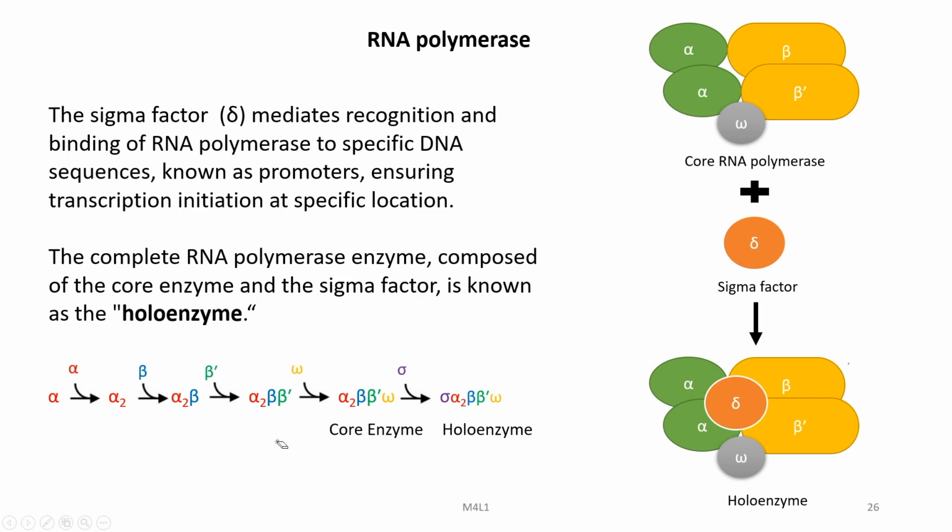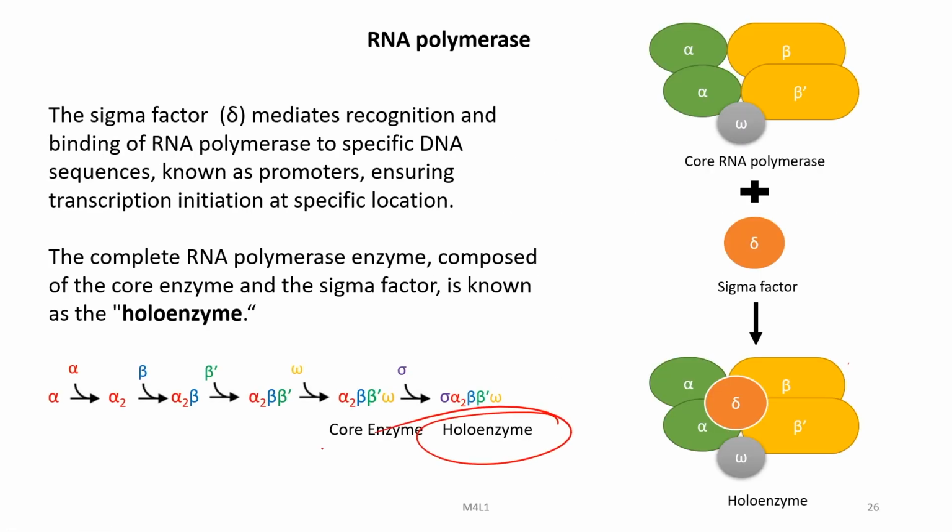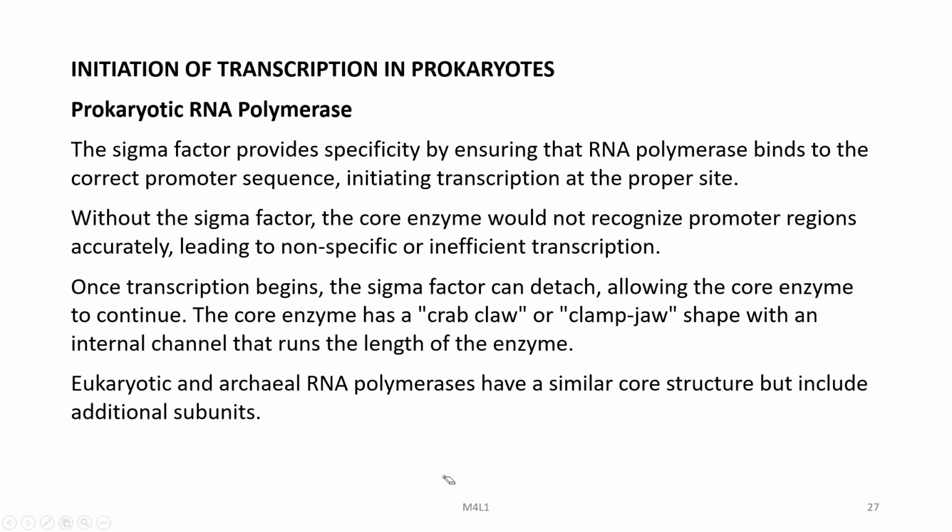The complete RNA polymerase enzyme composed of the core enzyme and the sigma factor is known as the holoenzyme, and it is a kind of sequential assembly. 2 alpha join to form alpha 2, to which a beta adds to form alpha 2 beta, then joined by beta prime, and finally omega, alpha 2 beta, beta prime, omega, and finally the sigma factor, which recognizes promoters, will bind to it, and then it will form the holoenzyme, and this is the functional enzyme.